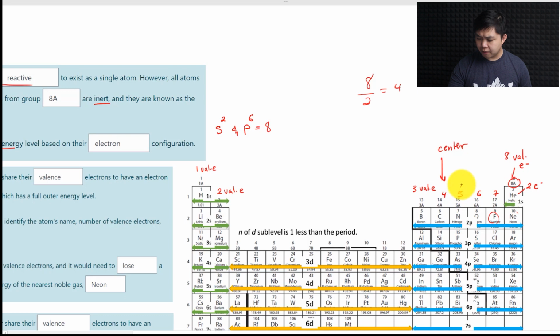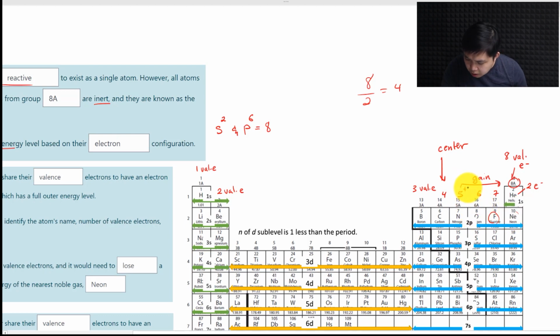But anything from 5 to 7, we would have gain, okay? They need to gain as much as they need to be like one of the noble gas. So the key is to gain electron to have the same electron configuration as the noble gas. For nitrogen, how many more do I need? 1, 2, 3.